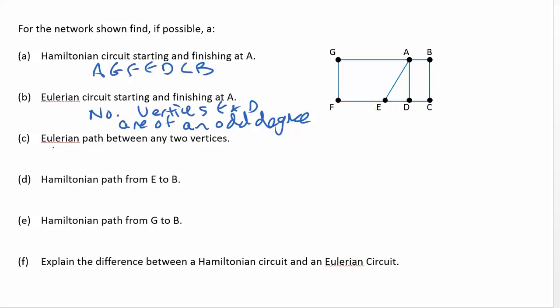Now, for C, as E and D are both of an odd degree, what we can do is to start at either of them and we'll end up at the other one, but not starting and finishing at either E or D.